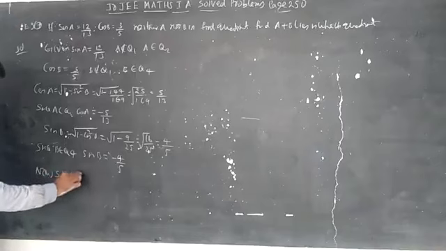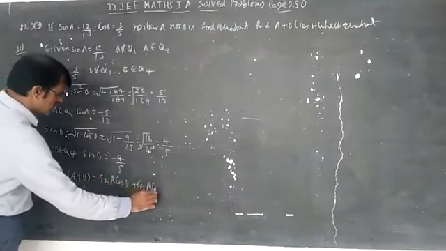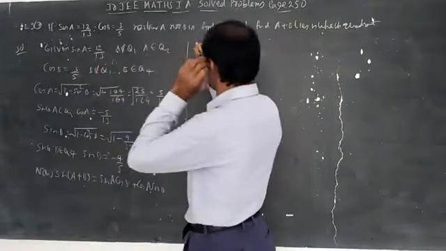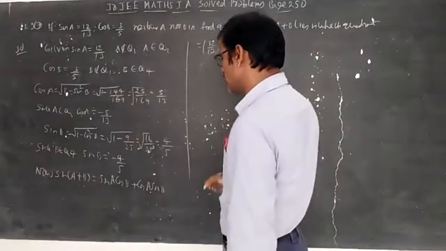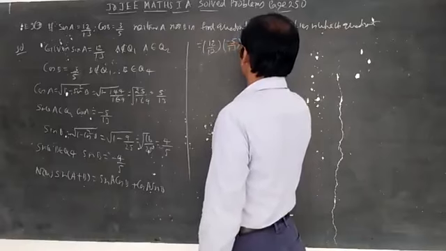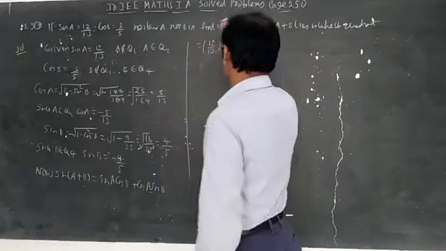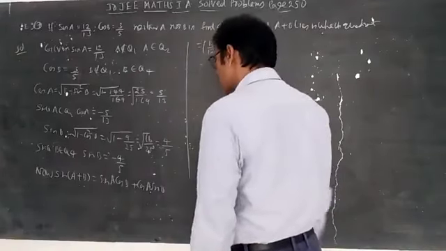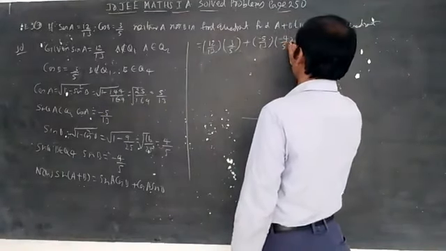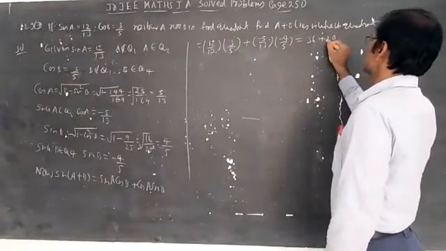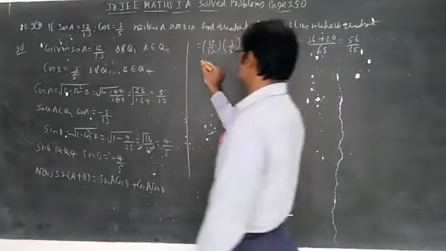Now sin of A plus B. The formula is sin A cos B plus cos A sin B. That is equal to sin A value 12 by 13, and cos B is 3 by 5, plus cos A value minus 5 by 13 into sin B we got as minus 4 by 5. So 12 times 3 is 36, minus of minus becomes plus, this is 20, over 65. So you can write here 56 by 65. We got sin of A plus B is positive.